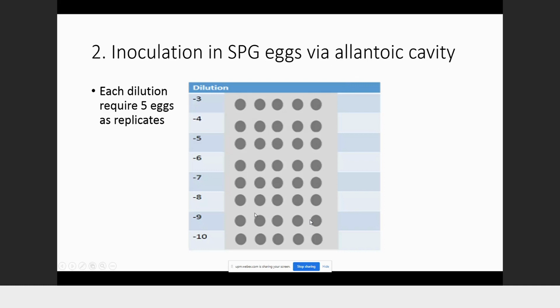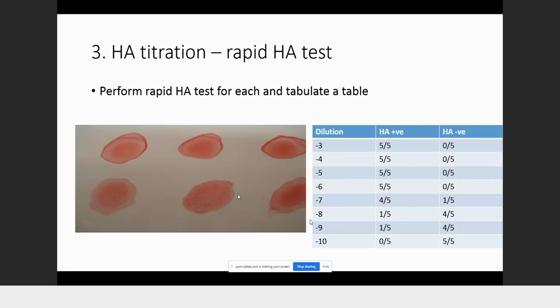For this method, apart from NDV, you can use it for IBV, and you can also use it for avian influenza. Then from each of the eggs at each dilution, you need to perform a rapid HA test, to see whether there is presence of a clump or agglutination or not. Whichever eggs produce clump or agglutination is indicative of a positive result.